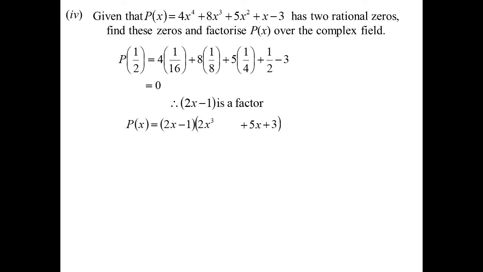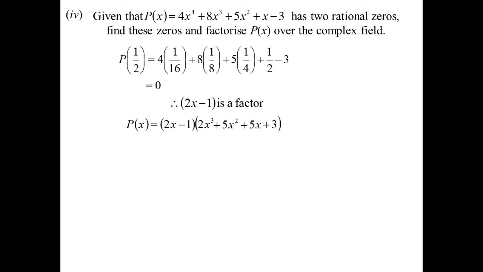I've got 5x times 2x, which is 10x squared, isn't it? And that's the only x squareds we've got. 10x squared, we want 5x squared, so that minus 1 must have been times 5x squared. Okay, we've got the second factor.